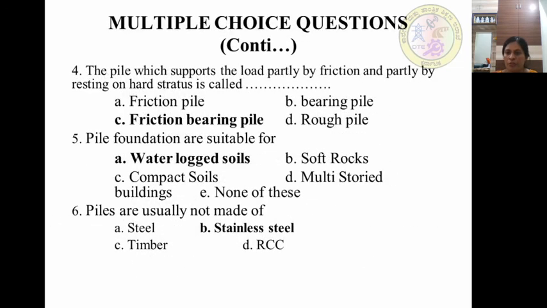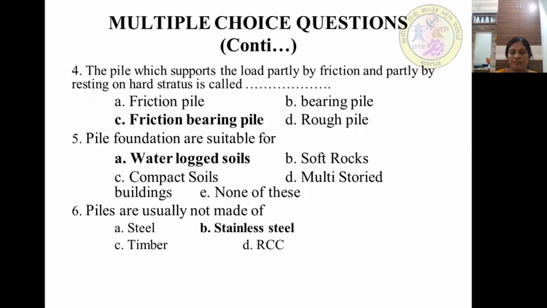Next, fourth question: the pile which supports the load partly by friction and partly by resting on hard strata is called dash. Friction pile, bearing pile, friction bearing pile, rough pile. Answer is friction bearing pile. Pile foundations are suitable for dash: waterlogged soil, soft rock, compact soil, multi-storied buildings, none of these. Answer is waterlogged soils. Piles are usually not made of steel, stainless steel, timber, RCC. Answer is stainless steel.